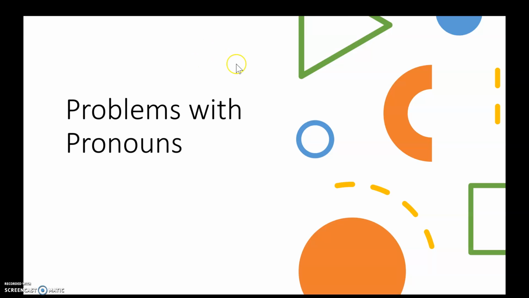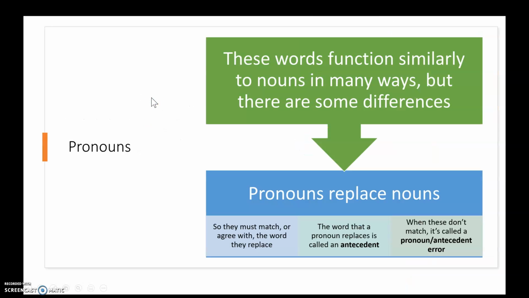So we're going to go kind of a big umbrella over some common issues and some information. And then we're going to go into more detail about how those work. I figured this was the best way to do it so that we can just get some of these terms out there at the beginning. So pronouns replace nouns, so they do function similarly to a noun in a lot of ways.